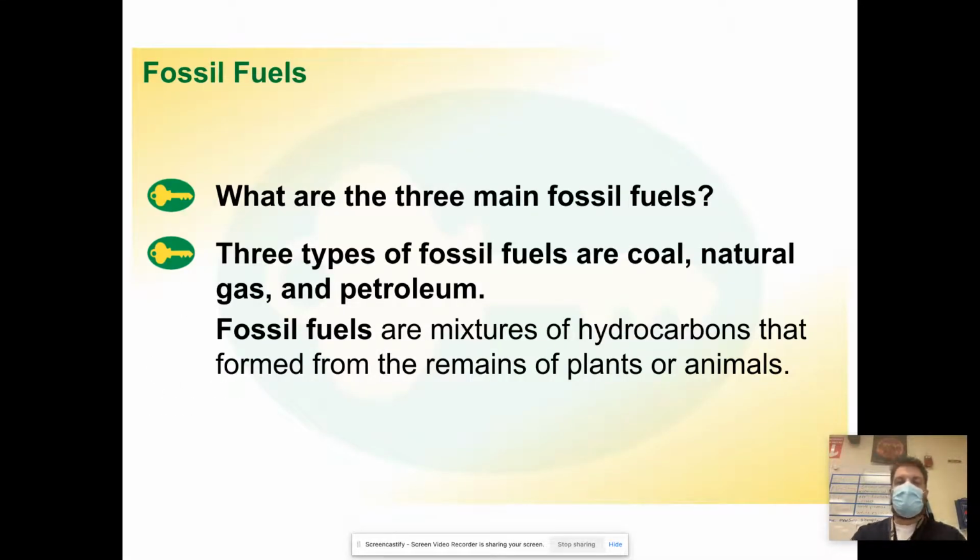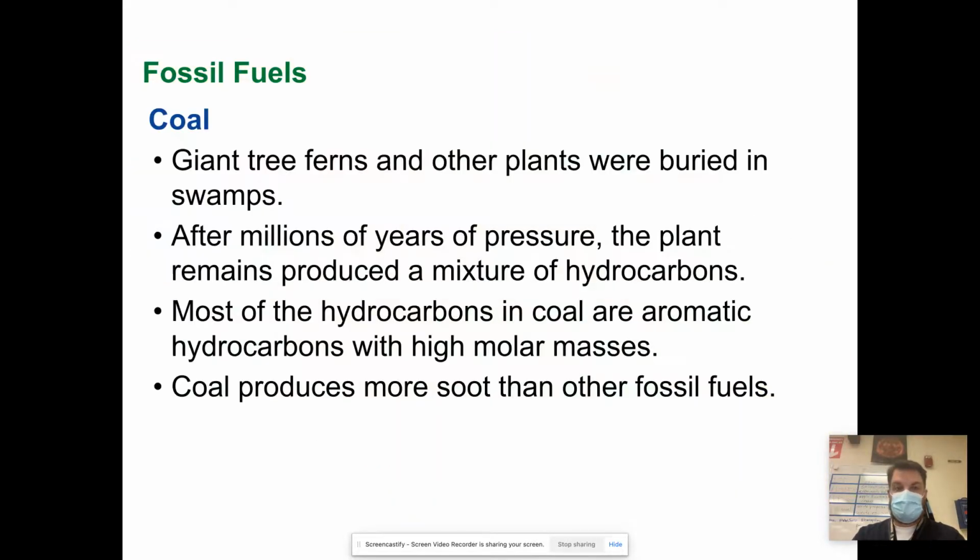What are the 3 main fossil fuels? Well, the 3 main ones are coal, natural gas, and petroleum. The majority of energy consumed in the world is somehow produced by coal, natural gas, or petroleum. Coal. And they're all made the same way. You'll see as we go through it. Coal: giant tree ferns and other plants were buried in swamps. Over millions of years of pressure, the plant remains produced a mixture of hydrocarbons. Most of the hydrocarbons in coal are aromatic hydrocarbons with high molar masses. Coal produces more soot than any other fossil fuel.